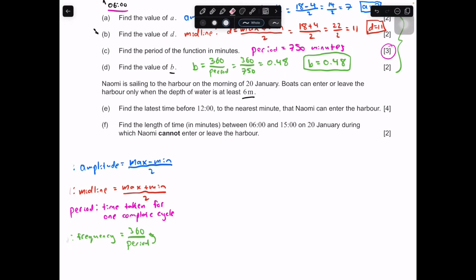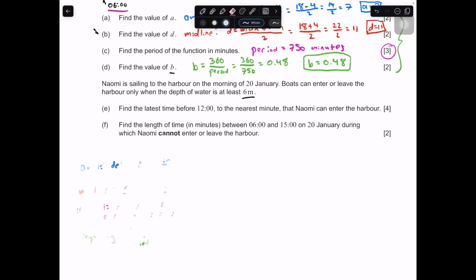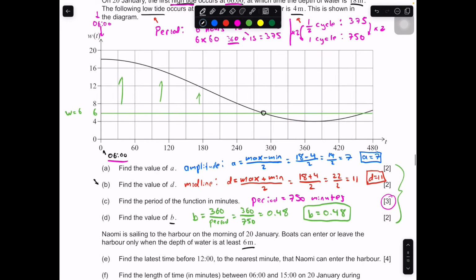Okay, and I think I'm going to get rid of this actually as well. I don't think we need this anymore. Okay, so what do we know? We know that this point right here is equal to 282.47, 282 minutes and 47 hundredths of a minute, and that's when we're at 6. This is our W or our Y value. We're at a depth of 6, and this is T, of course.